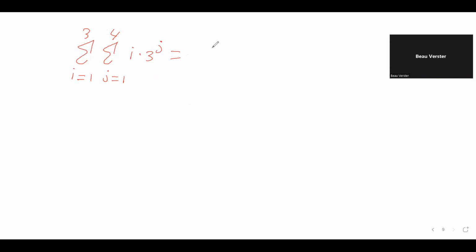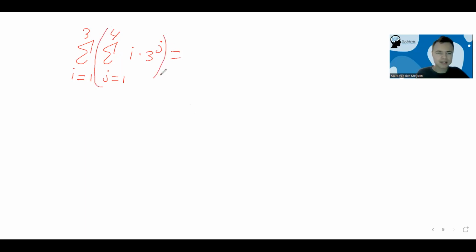Is it then maybe useful to put it between brackets if you do it? Yeah, you could do it like that. Oh, okay, actually yeah.